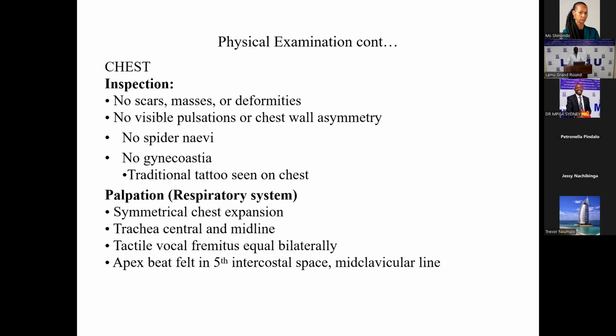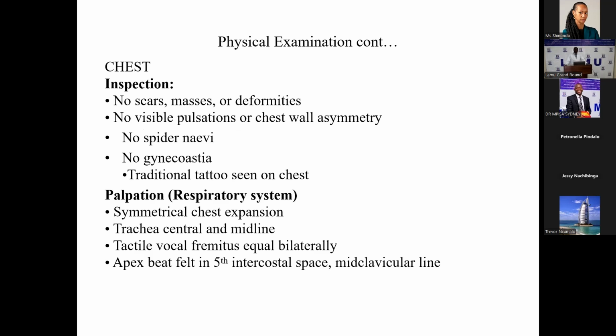Respiratory system, on inspection, there were no scars, no muscle wasting, and no deformities. The chest wall was symmetrical, there was no spider naevi, and no gynecomastia. Then traditional tattoos were noted. On palpation, the chest expansion was symmetrical.